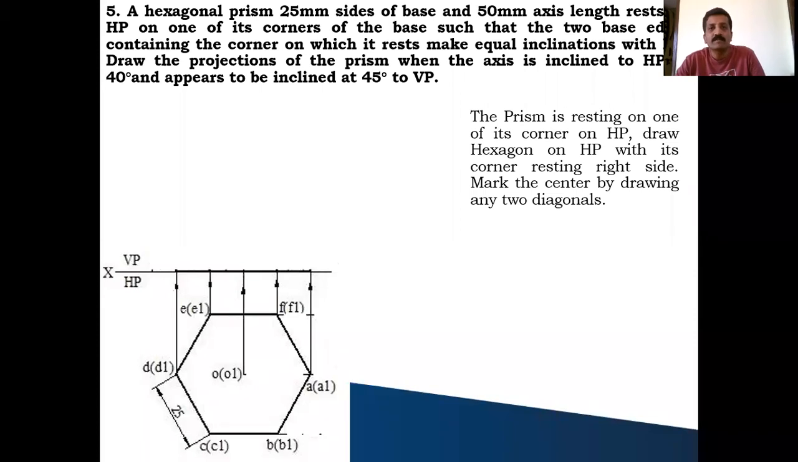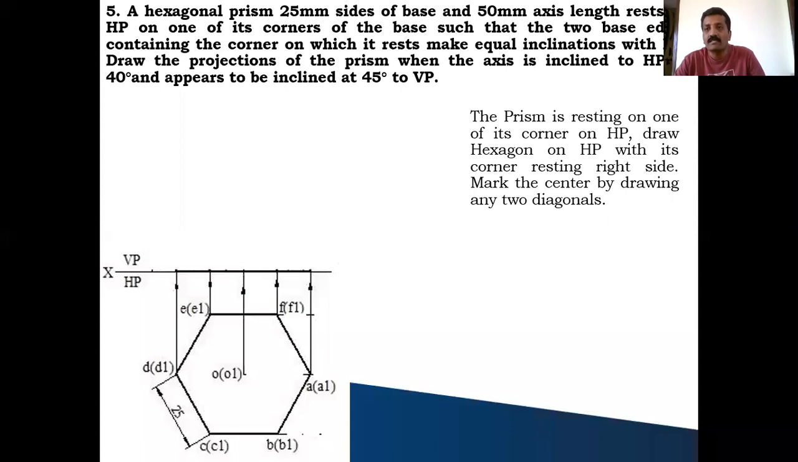Draw the projection of the prism when the axis is inclined to HP at 40 degree and appears to be inclined at 45 degree to VP. Okay, so looking at the first sentence itself, he says the hexagon prism is resting on one of its corners. So it is on HP.